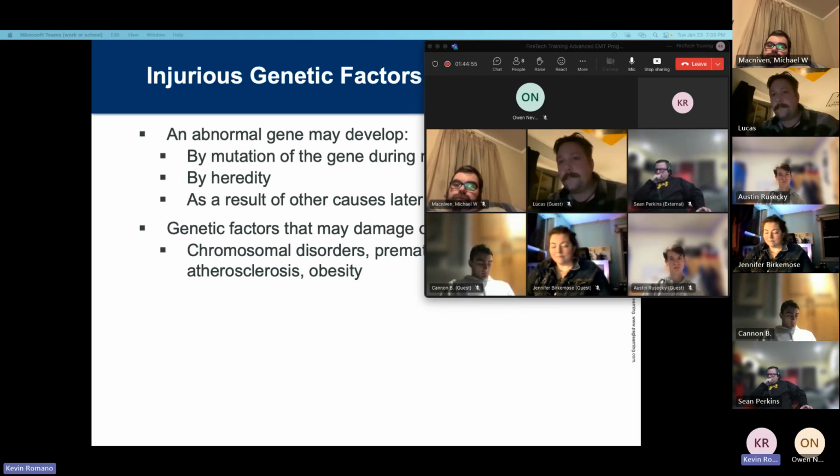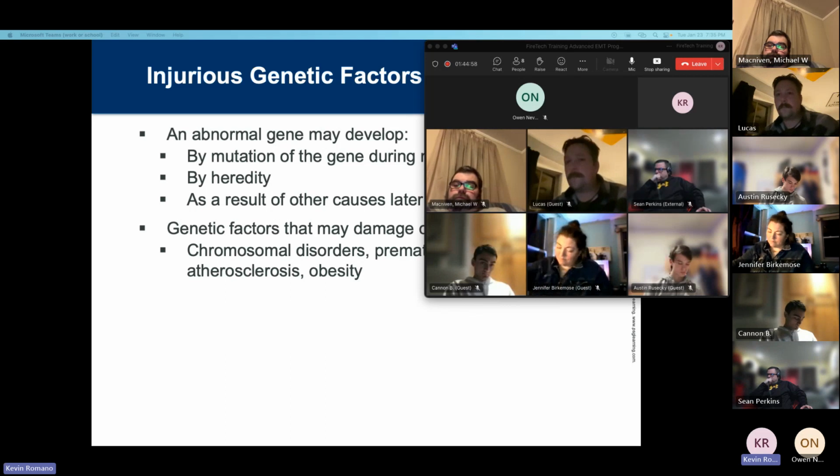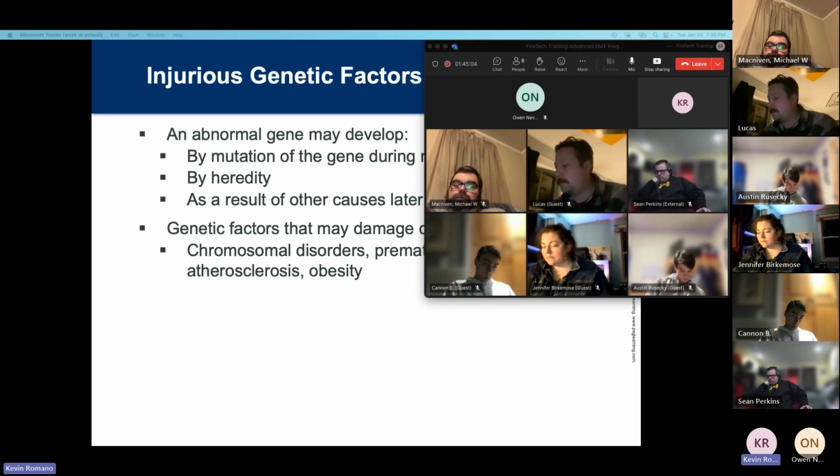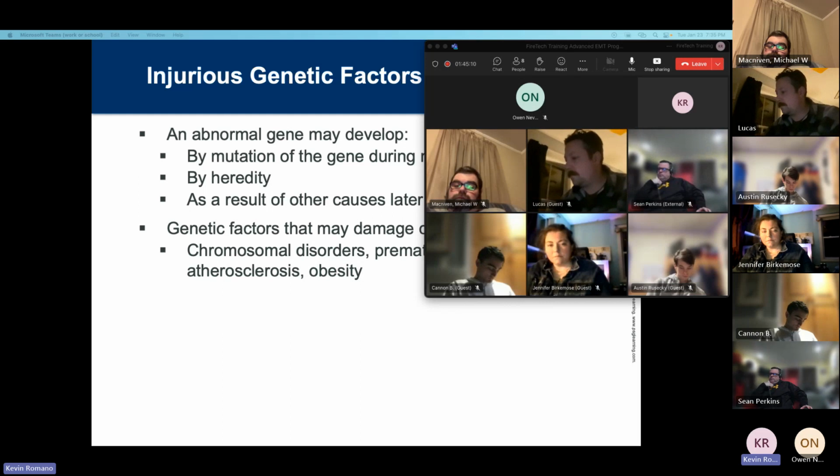Injurious genetic factors. An abnormal gene may develop by mutation of the gene during meiosis, or it could be hereditary, or a result of other causes later in life. Genetic factors that damage cells include chromosomal disorders, premature development of atherosclerosis, and also sometimes obesity. So a lot of these things can also be other factors of genetic injury.